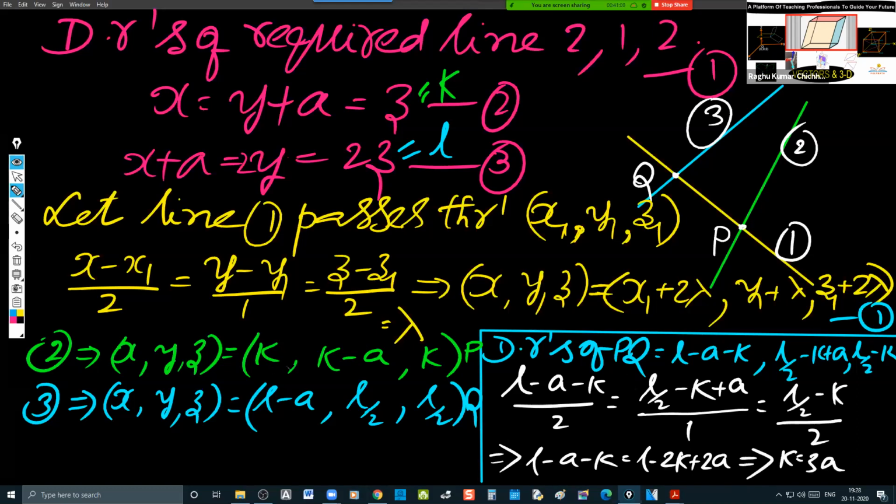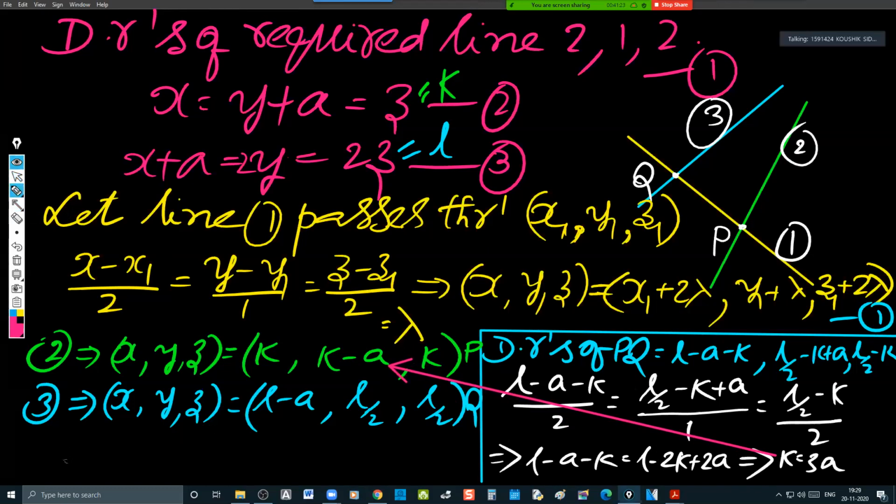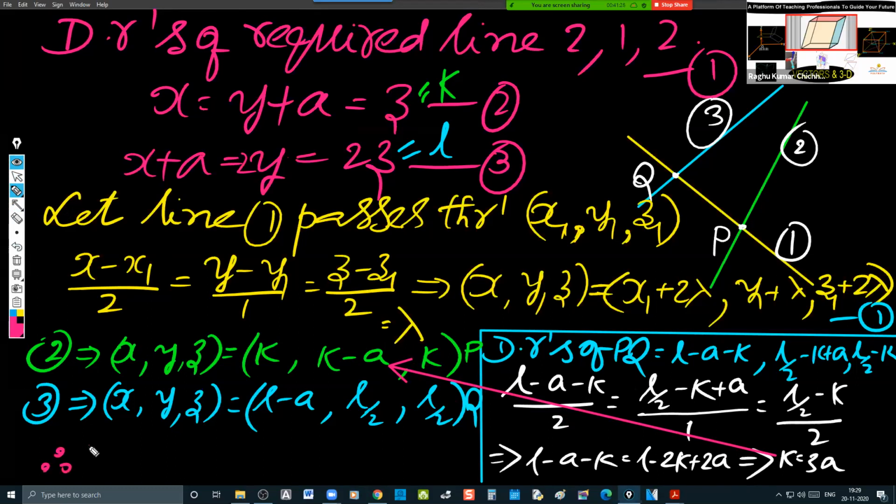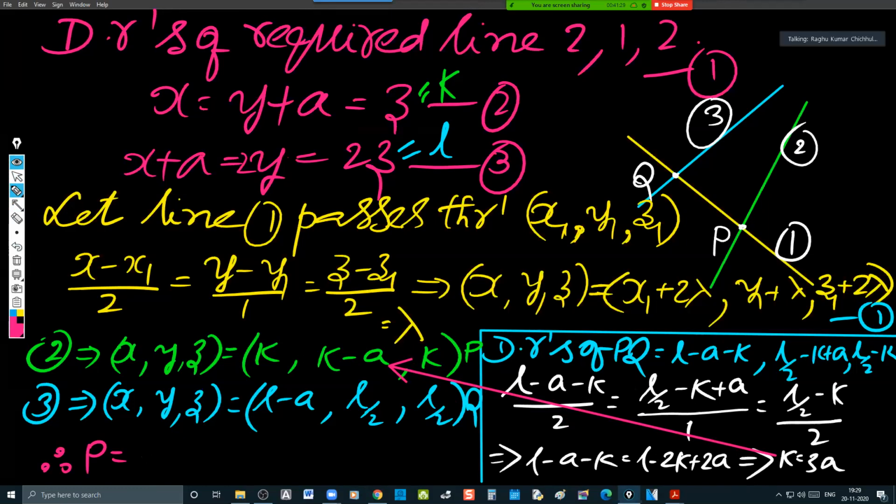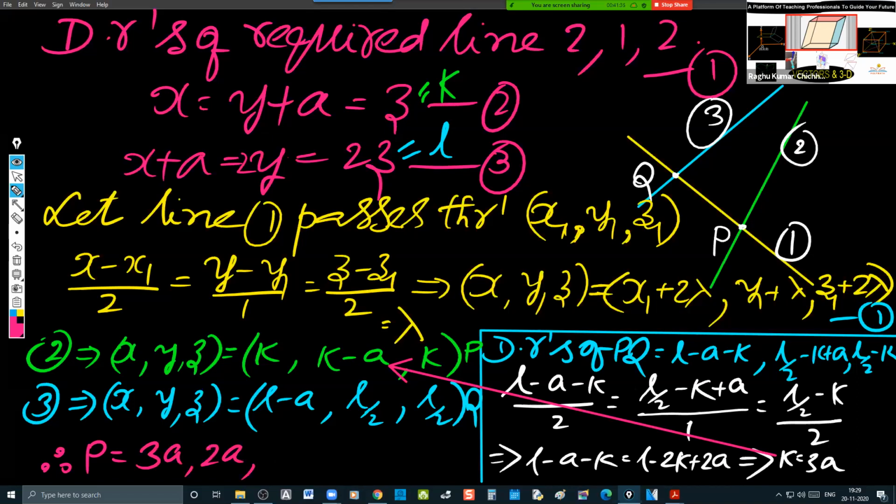If you substitute here, you will get one point of intersection. This one you have to substitute, please, K is equal to 3A. So P is 3A, 2A, 3A. This is one point of intersection.